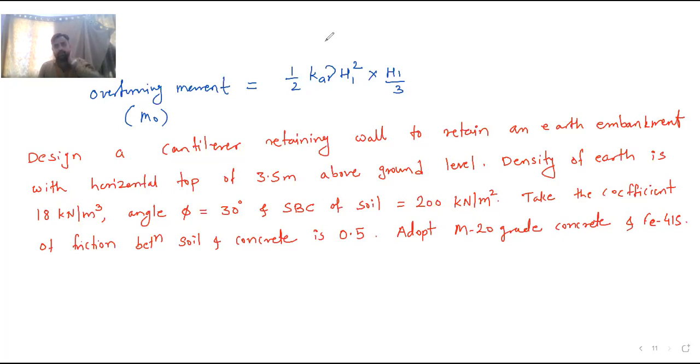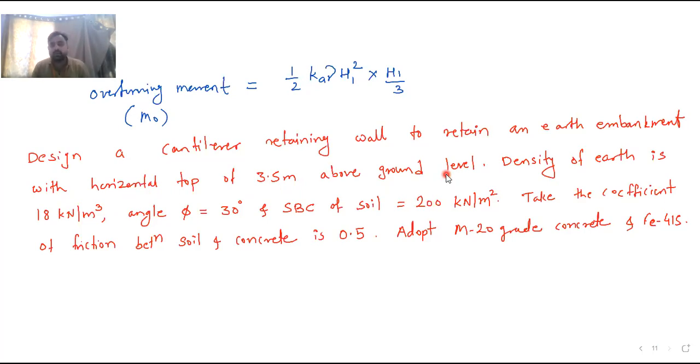Now we will read the given data. So you need to design the cantilever retaining wall. The horizontal top is 3.5 meter above the ground level. So above the ground level, the height is 3.5 meter. It is given above the ground level.